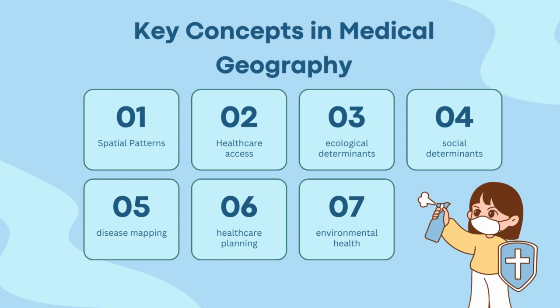The key concepts in medical geography. The key concepts are not mutually exclusive, but the important ones are the following: spatial patterns, healthcare access, ecological determinants, social determinants, disease mapping, healthcare planning, and environmental health.